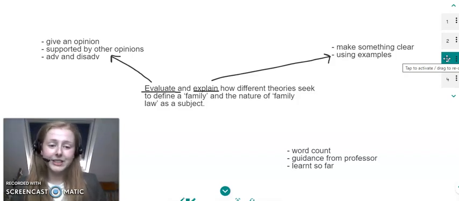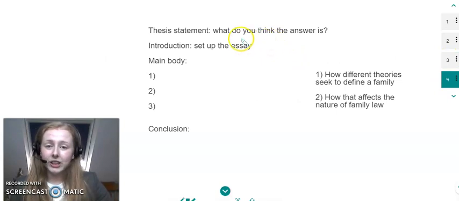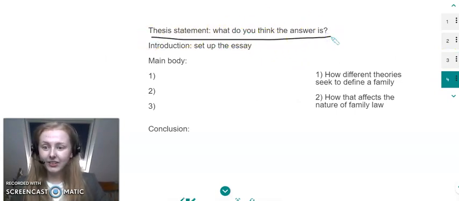And then obviously, just in case, what you've learned so far, this is going to be a collaborative thing. I'm not going to be teaching you anything new. I'm just going to be explaining and expanding on things you might not understand, or just helping you structure it and really get your head around how to approach this question. So before we begin, I'd like to look at a thesis statement. So what do you really think the answer is as a basis?